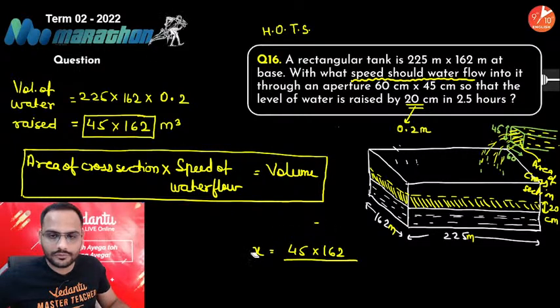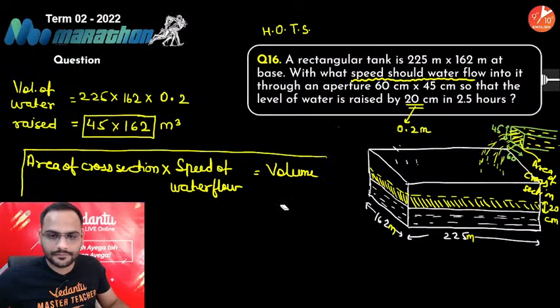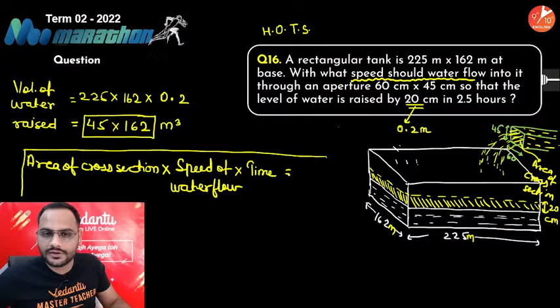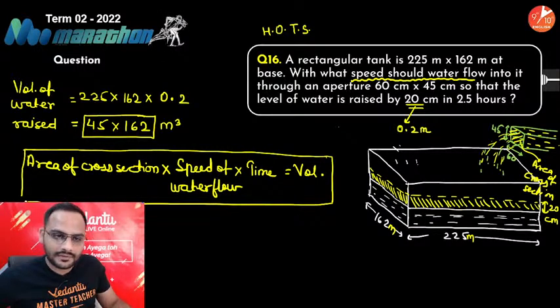Wait, this formula I have to change a little bit. Speed of water flow into time for which it is flowing is equal to volume. That is what I was thinking. Something is missing. Into time, multiplied with the time. So area of this cross section is nothing but 45.